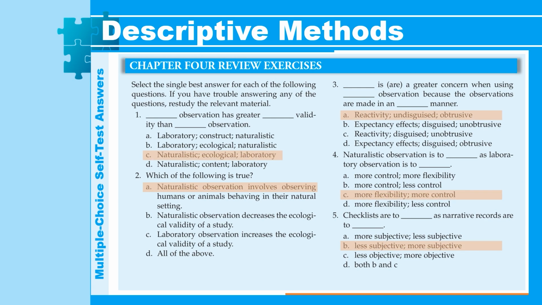Number 1, the answer is C. Number 2, the answer is A. Number 3, letter is A. Number 4, answer is C. And number 5, answer is B.